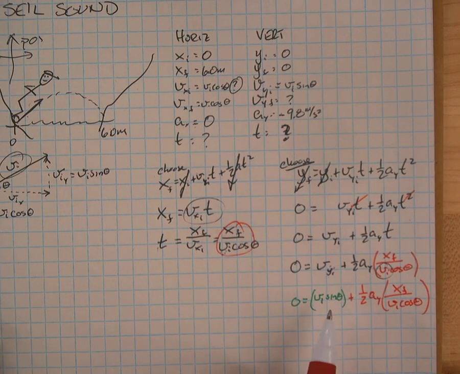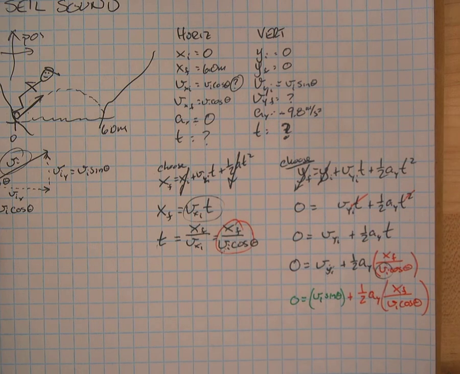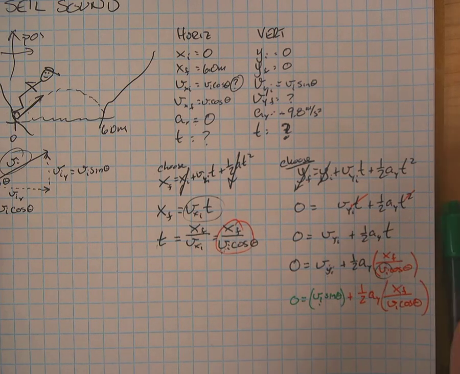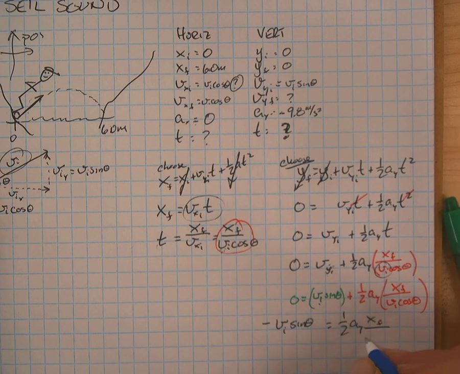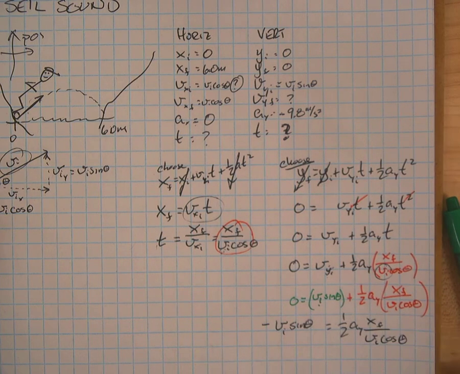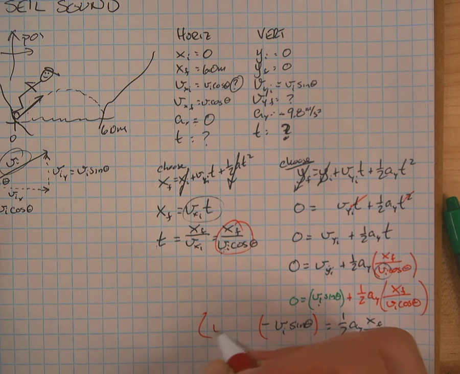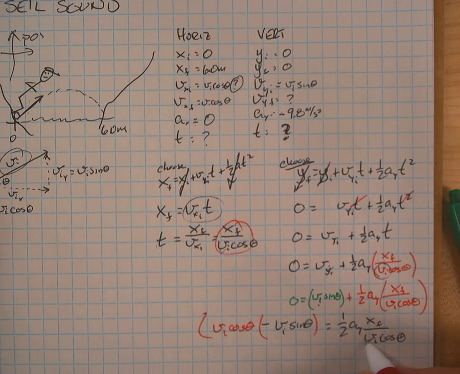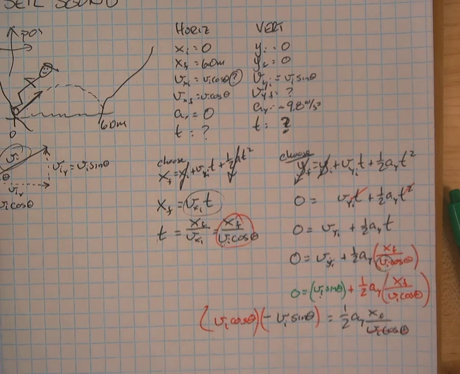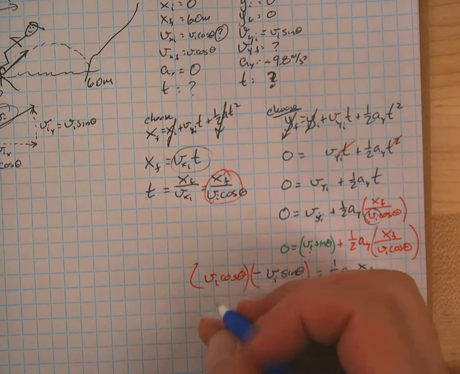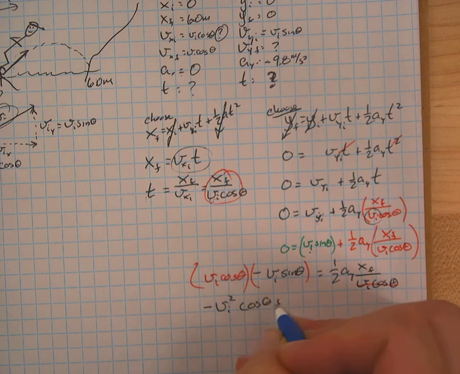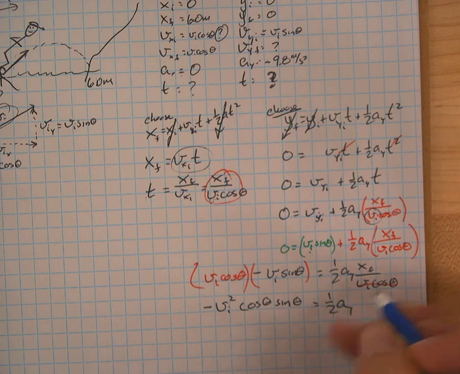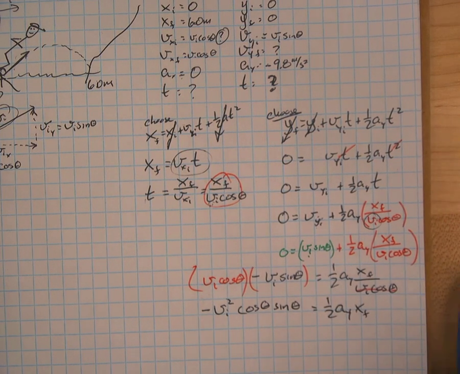Got to be comfortable dealing with these expressions and keeping your algebra straight. I'm going to subtract this from both sides, and I end up with minus Vi sine theta equals 1/2 ay xf over Vi cos theta. Multiply both sides times Vi cos theta, and this goes away. All right, ugly mess, but not too bad. If we simplify a little bit, minus Vi squared cos theta sine theta equals 1/2 ay x final. Ha! Check this out now.